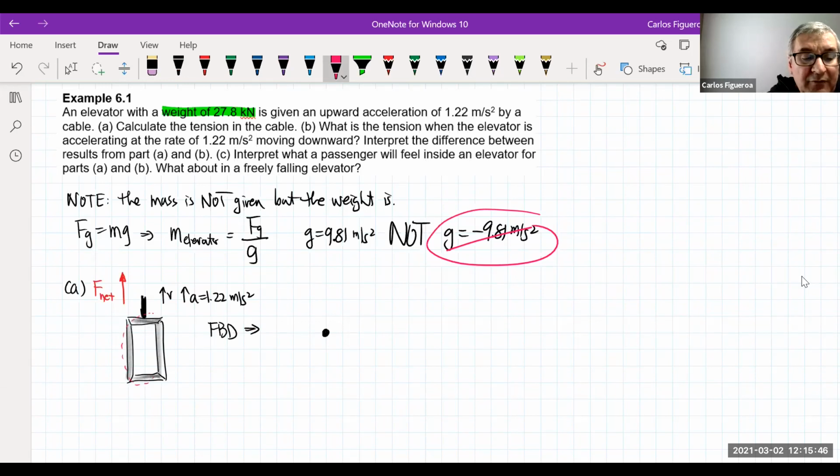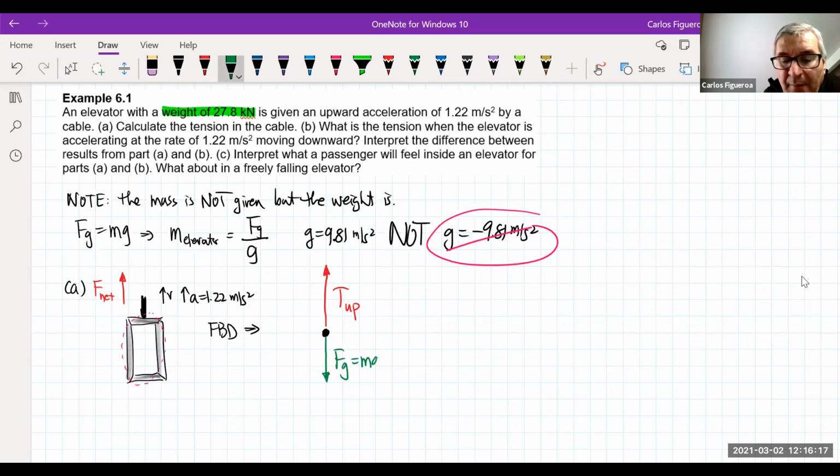So now I'm gonna focus on the elevator, and I'm gonna say that the elevator is now a dot. What is causing this thing to accelerate? What's the common response? It's the tension in the cable. And what am I gonna say? Hogwash. So the tension going up must be greater than the force of gravity coming down.